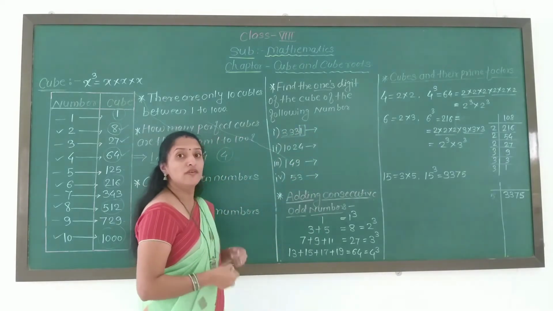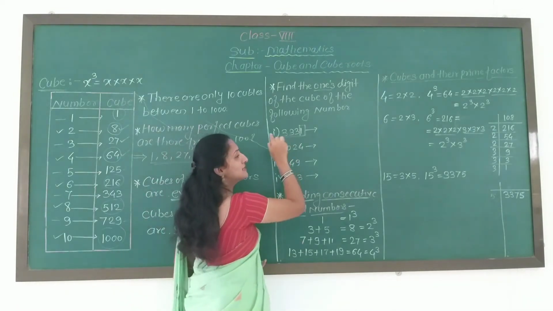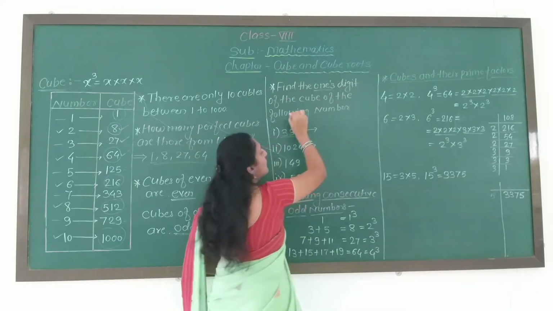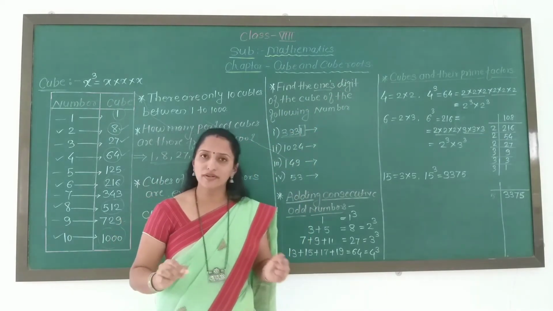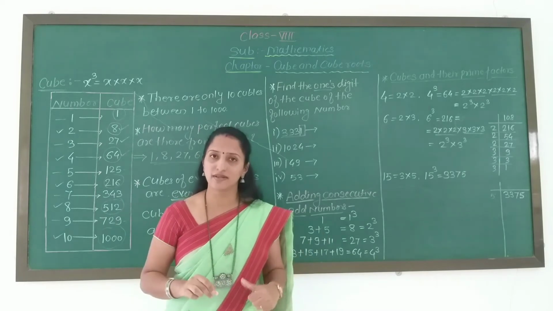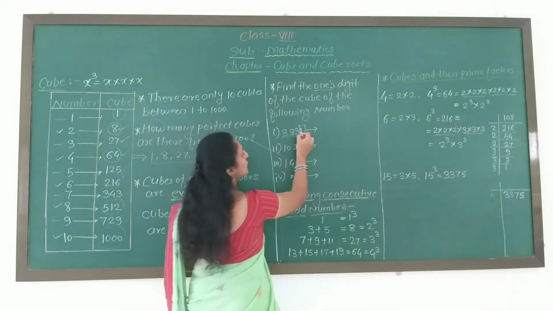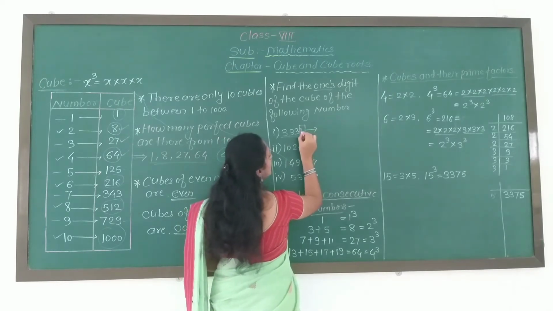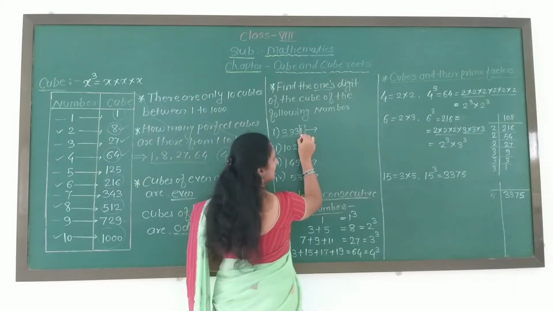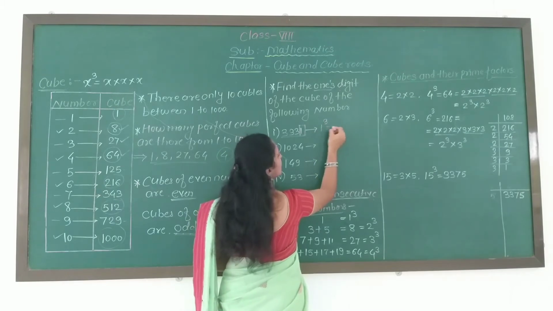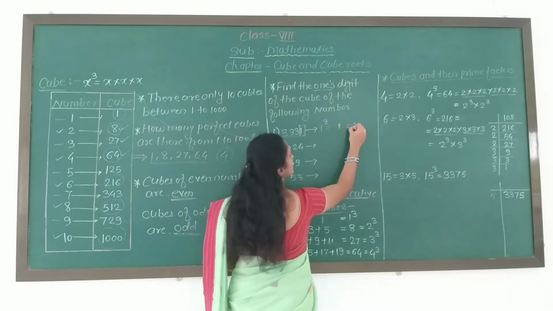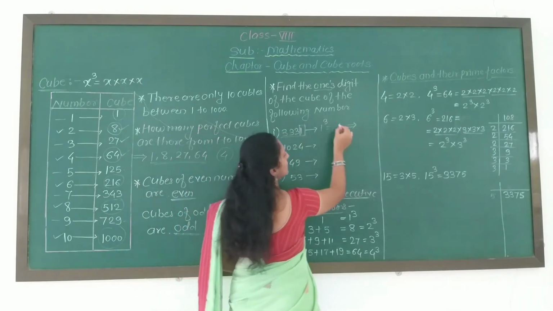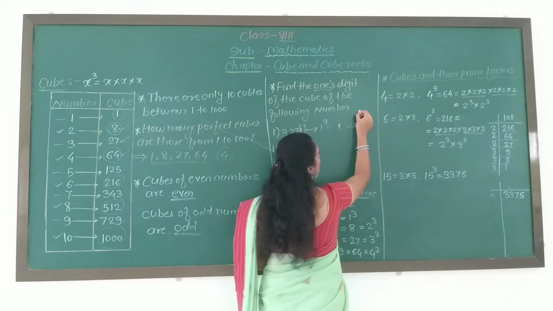Now you have to find the ones digit of the cube of the number. So, it is not necessary to find the cube of this number. Okay, only find the cube of the unit place digit of the given number. So here 1 is at the unit place, right? So find the cube of 1. Cube of 1 is 1. This shows that the cube of this number contains 1 at the unit place.